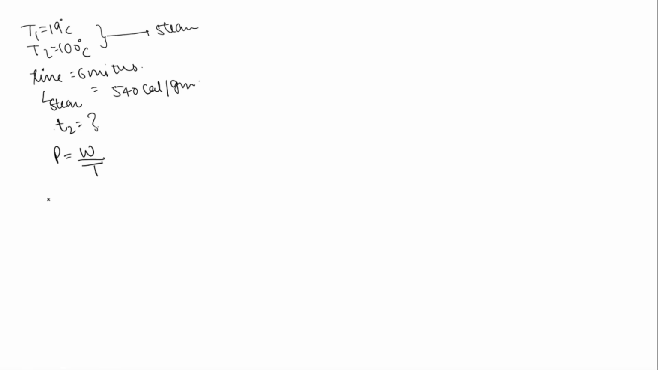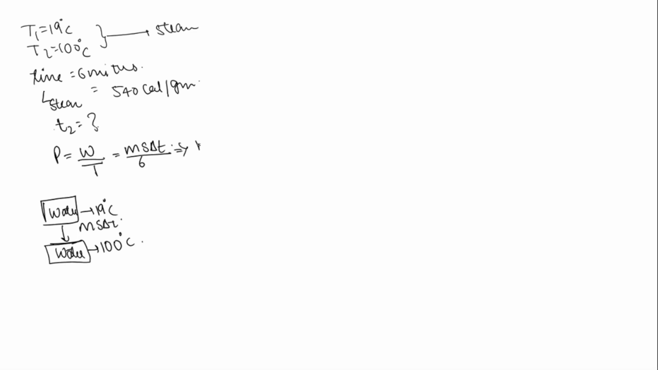So first, the kettle converts water which is at 19 degrees Celsius to water at 100 degrees Celsius. So here we should apply m s delta T. So work done is equal to m s delta T by time, which is 6 minutes. M will be same. So M, S is 1 for water, into delta T from 19 to 100. So delta T is 100 minus 19, which is equal to 81, divided by 6.